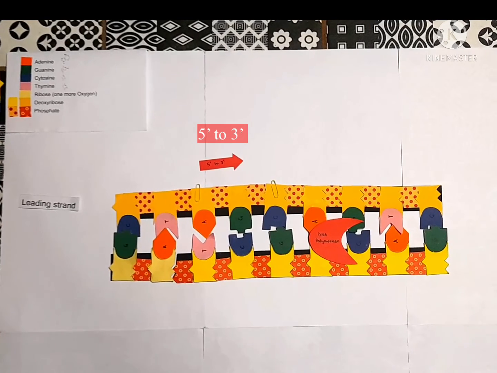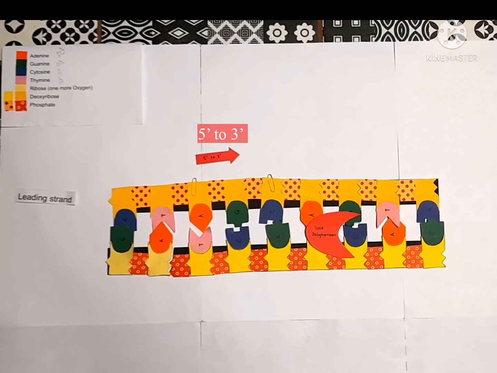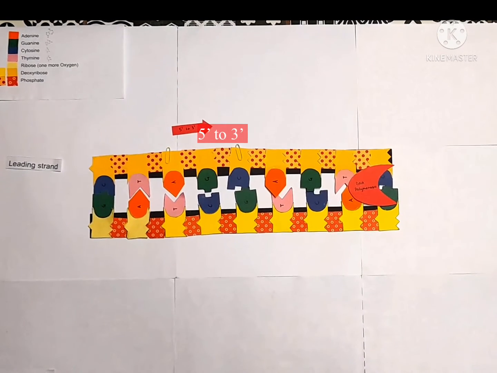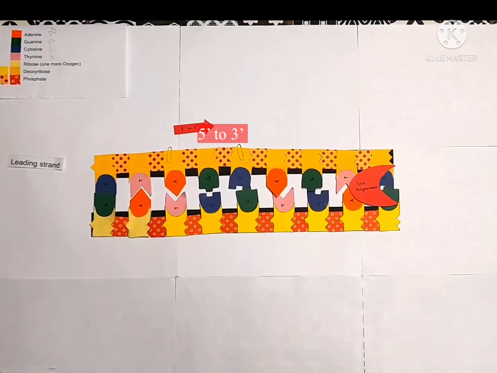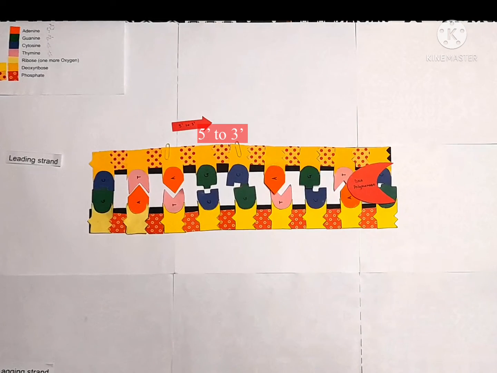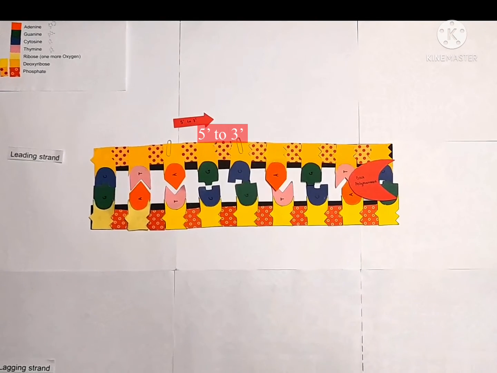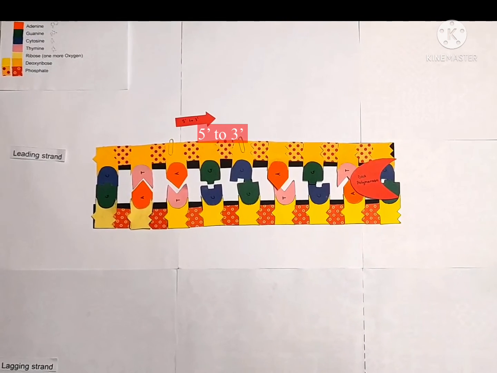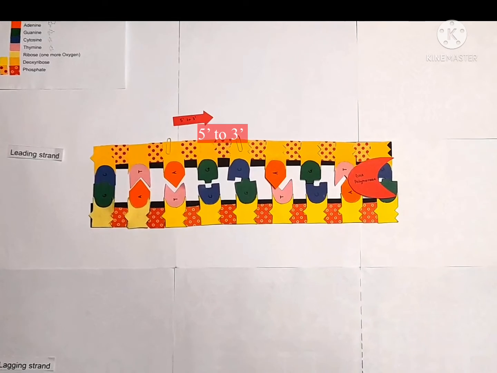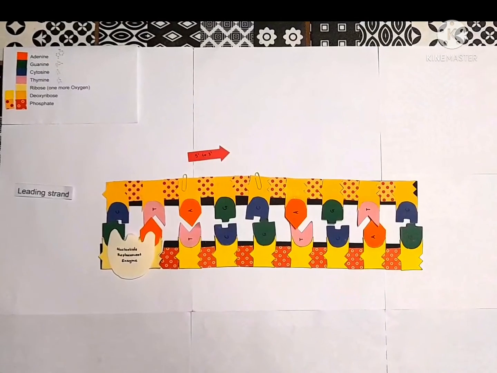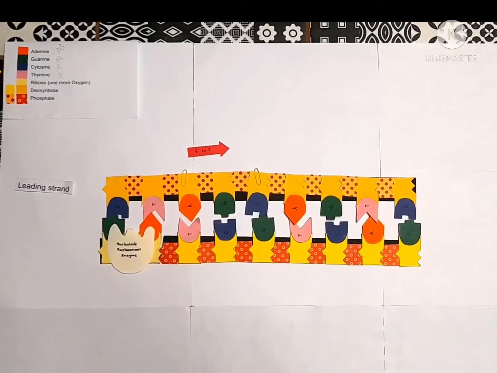Since DNA replication moves along the parent strand in the 5' to 3' direction, replication occurs easily on the leading strand. As a result, the nucleotides are added in a 5' to 3' direction. Now a nucleotide replacement enzyme is needed to remove the initial RNA primer of the leading strand synthesis.